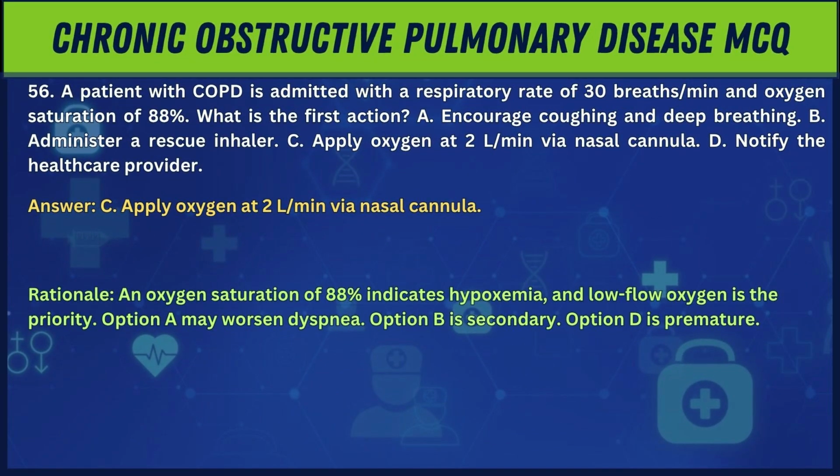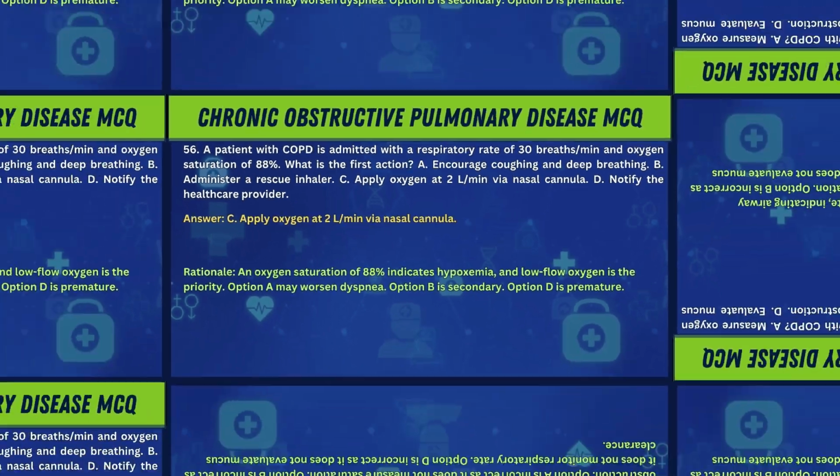56. A patient with COPD is admitted with a respiratory rate of 30 breaths/min and oxygen saturation of 88%. What is the first action? A. Encourage coughing and deep breathing. B. Administer a rescue inhaler. C. Apply oxygen at 2 liters per minute via nasal cannula. D. Notify the healthcare provider. Answer: C. Apply oxygen at 2 liters per minute via nasal cannula. Rationale: an oxygen saturation of 88% indicates hypoxemia and low-flow oxygen is the priority. Option A may worsen dyspnea. Option B is secondary. Option D is premature.